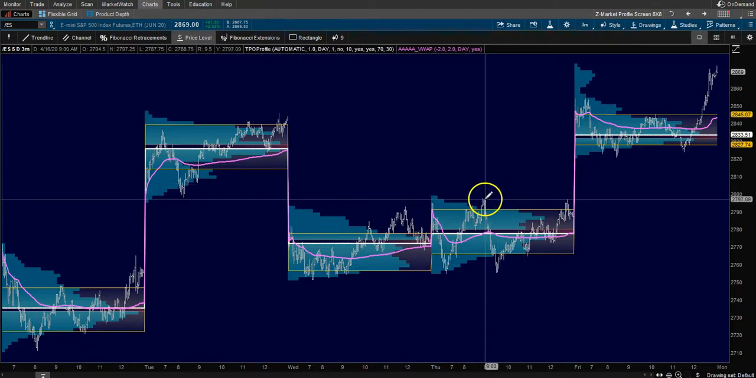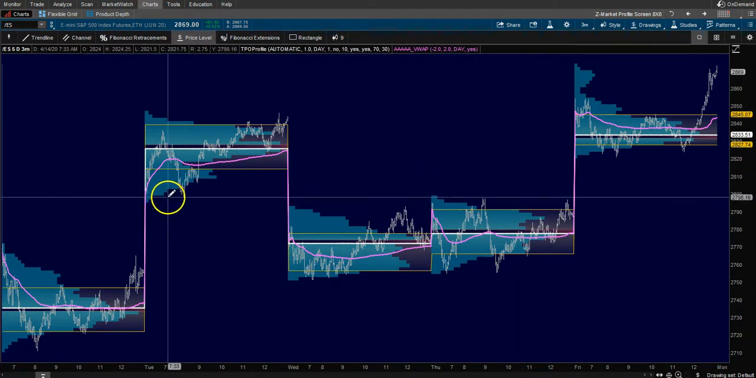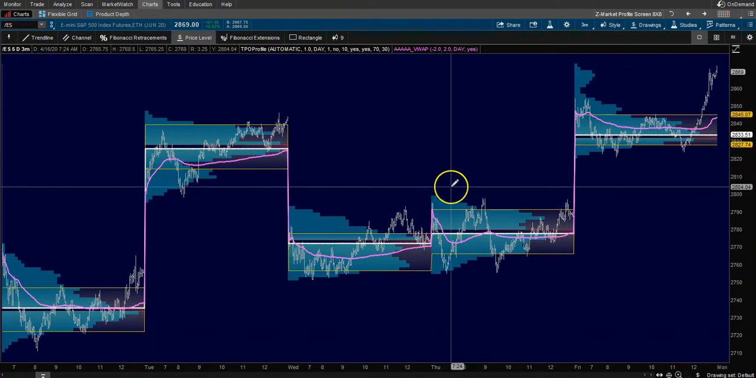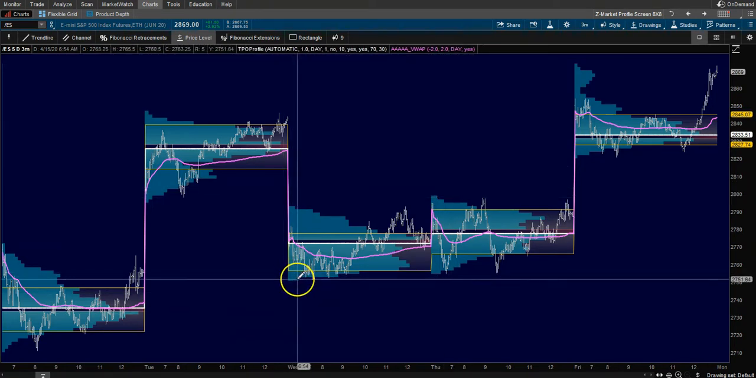Look at this right here, high volume node. High also came right here. So it's really easy to see where support or resistance potentially could be on the very first touch and things like that.